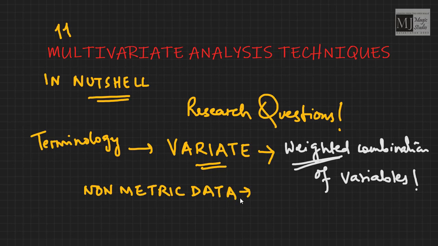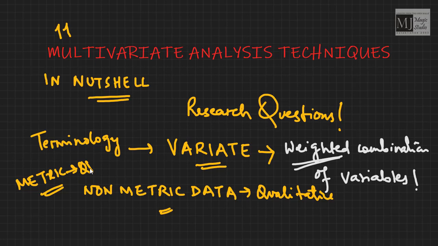Non-metric data refers to data that are either qualitative or categorical in nature. Non-metric relates to qualitative data. And similarly, metric data relates to data that are quantitative and interval or ratio in nature. They will give us numbers.